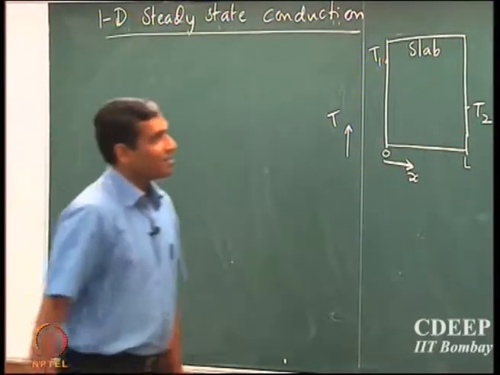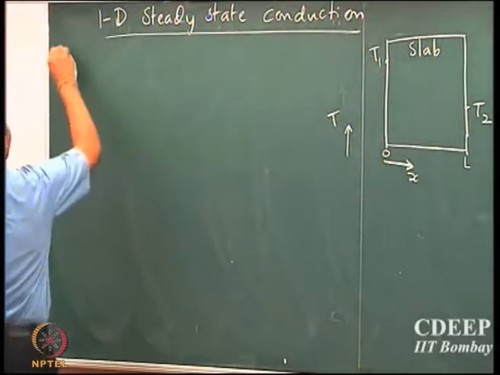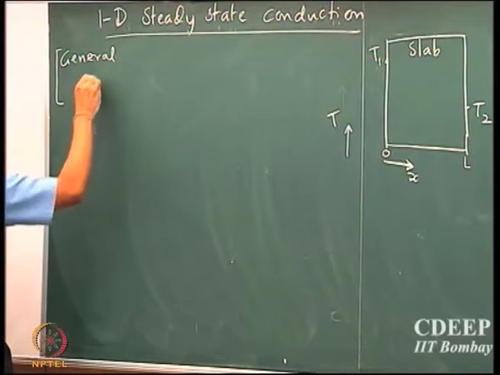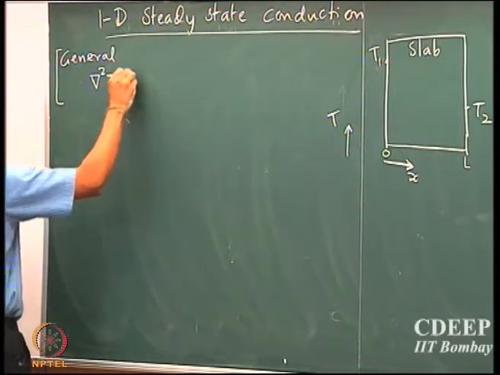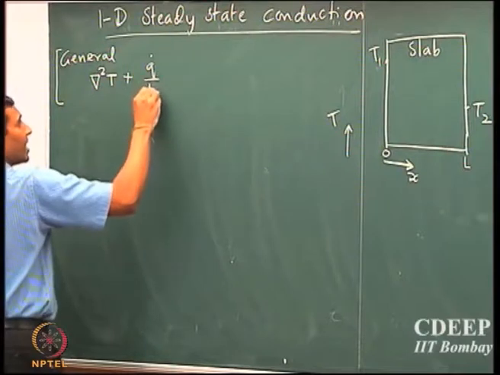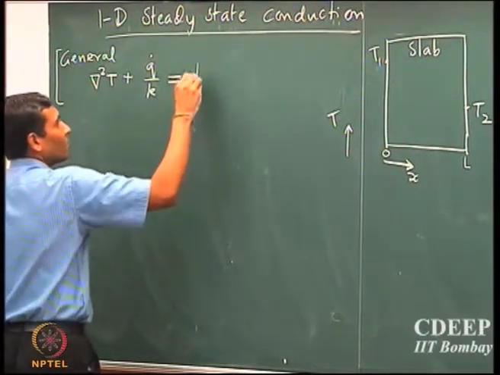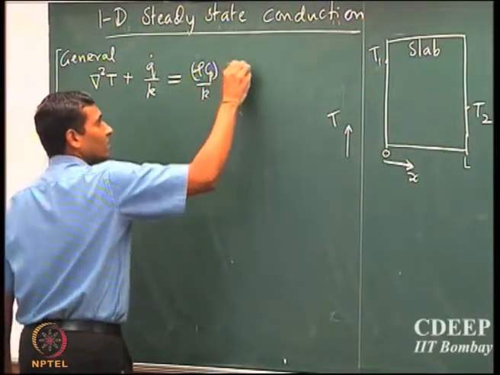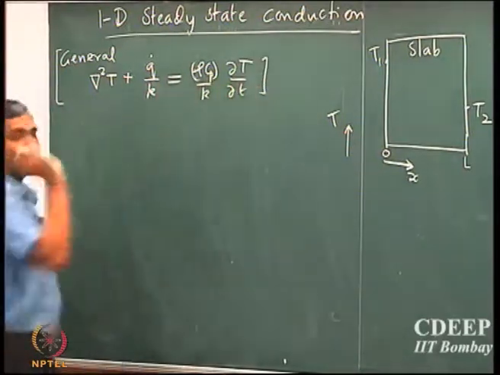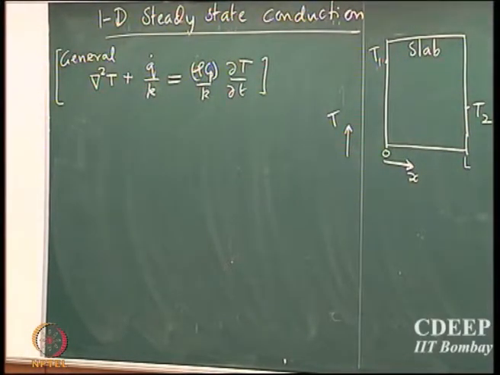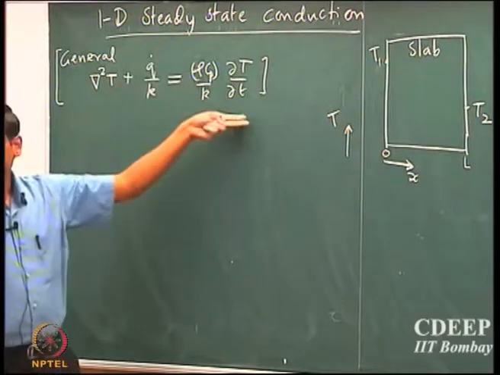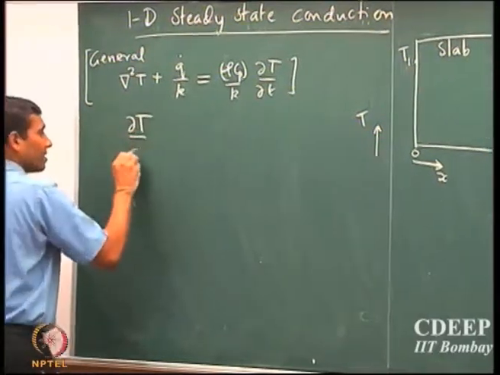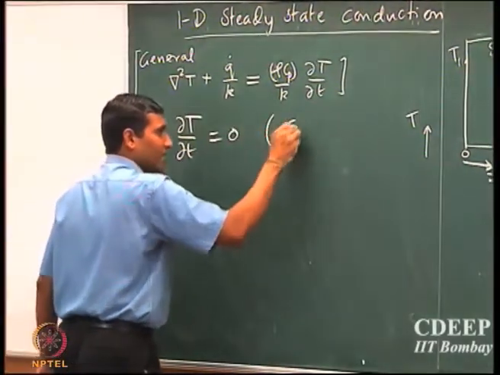So keep in mind the general energy balance. You should always try to look at the general framework. It's del square T plus Q dot by K equal to rho Cp by K into dT by dt. So you can always start with the general energy balance. We said that it's a steady state system, so the time derivative goes to 0. So dT by dt is 0 because it's a steady state system.